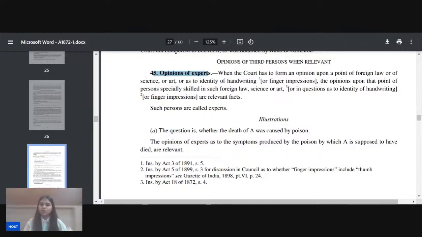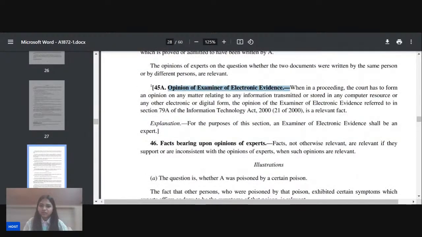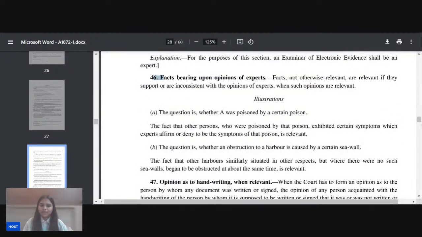Section 45A is important. It can come for your MCQ also, right? Opinion of examiner of electronic evidence. When in a proceeding, the court has to form an opinion on any matter relating to information transmitted or stored in any computer resource, the opinion of the examiner of electronic evidence is relevant fact. And what are the facts bearing upon opinion of expert? Now, this is something which is giving the evidentiary value of expert opinion, and it says that facts not otherwise relevant are relevant if they support or if they are inconsistent with the opinion of expert when such opinions are relevant, right?